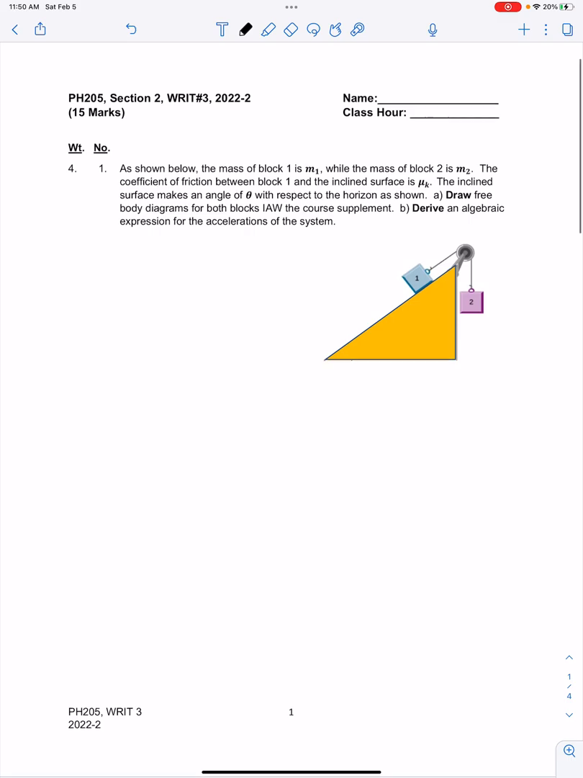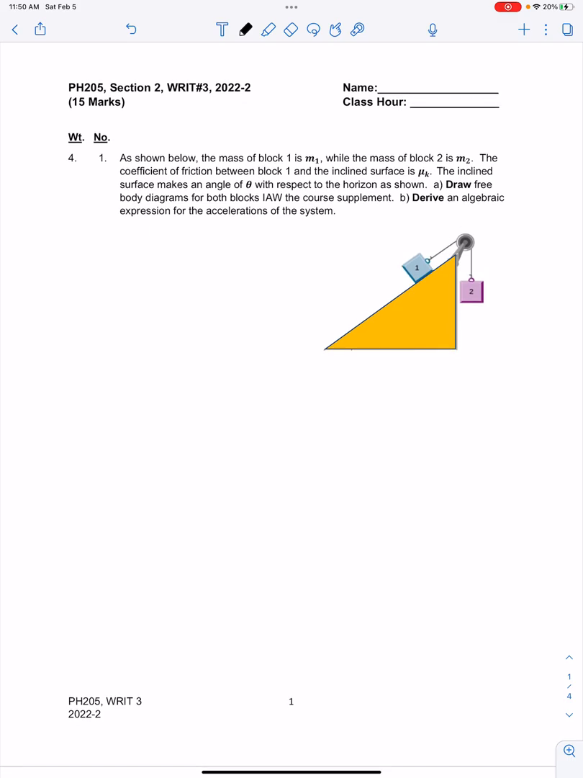So we've seen this problem before, but the difference this time is we've got friction on this surface. So what's going on? Block 2 is suspended from a pulley. It's going down. It's pulling on block 1. It's pulling it up and to the right. We do have an angle here, theta, for our ramp. And the system, block 1 is accelerating in this direction. Block 2 is accelerating in this direction.